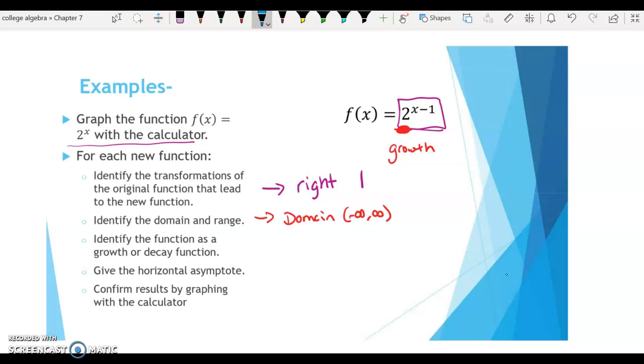So my range, did I move it up or down? No, so that actually doesn't end up changing. However, just be careful of that. We just talked about this. This is growth.